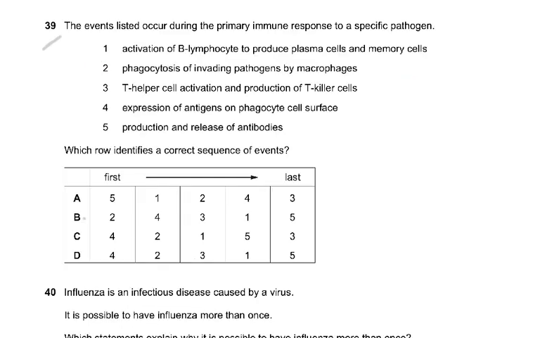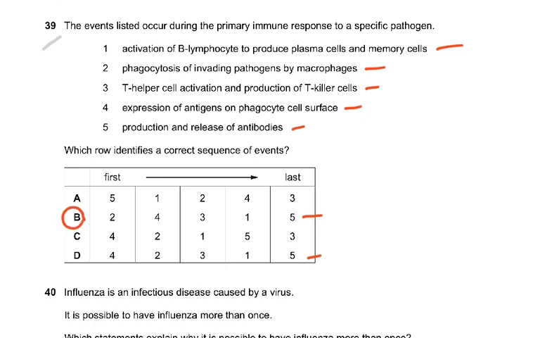Question number 39. The events listed occur during the primary immune response to a specific pathogen. 1: Activation of B lymphocyte to produce plasma cells and memory cells. 2: Phagocytosis of invading pathogens by macrophages. 3: T helper cell activation and production of T killer cells. 4: Expression of antigen on phagocytic cell surface. 5: Production and release of antibodies. When I was doing this question for the first time, I thought 5 should come at the end, and so I narrowed it down to B and D.